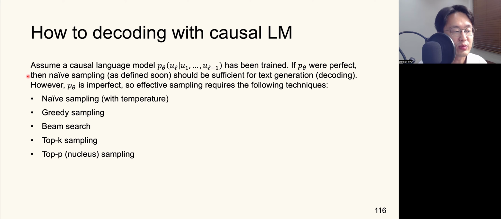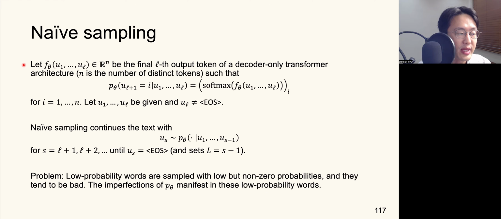However, the trained language model P theta is imperfect. So effective sampling requires the following techniques. These techniques include naive sampling with temperature, greedy sampling, beam search, top K, and top P. Let's start with naive sampling.